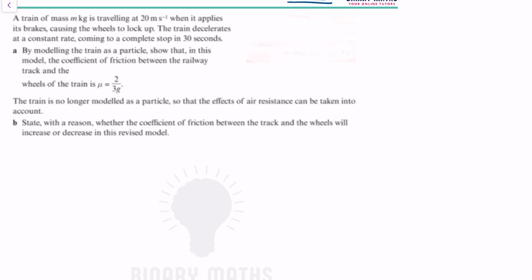A train of mass m kg is traveling at 20 meters per second when it applies its brake, causing the wheels to lock. The train decelerates at a constant rate, coming to a stop in 30 seconds. By modelling the train as a particle, show that in this model the coefficient of friction between the railway track and the wheels of the train is mu equal to 2/3g.